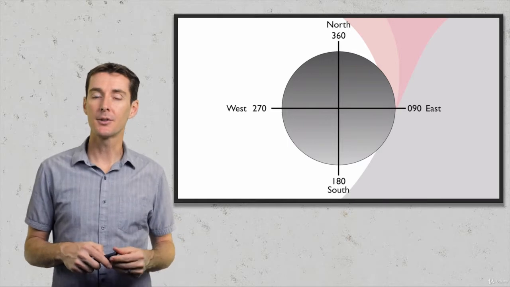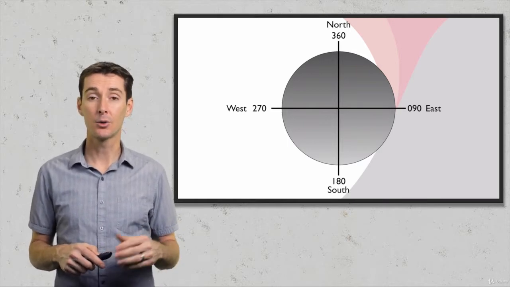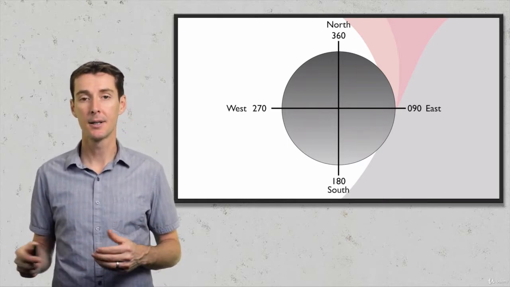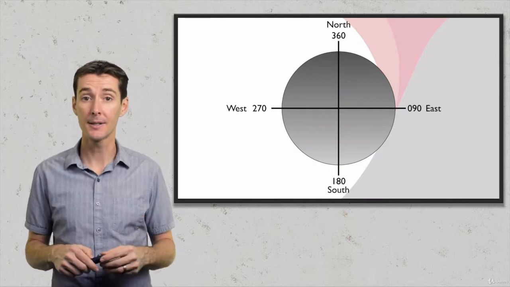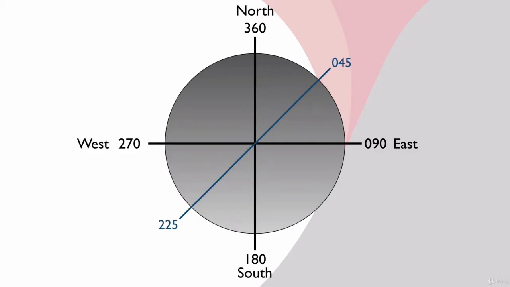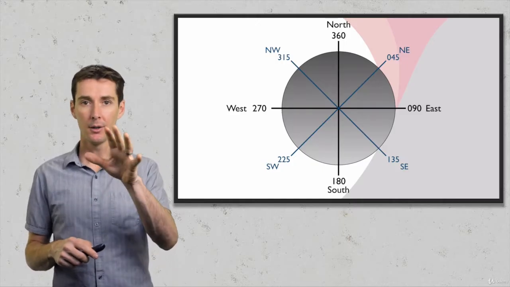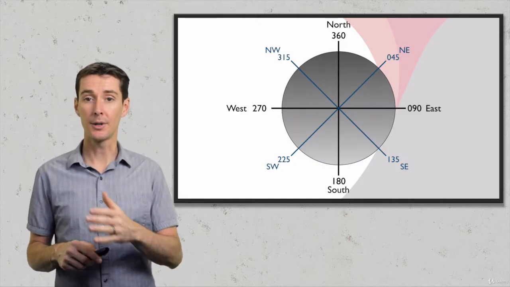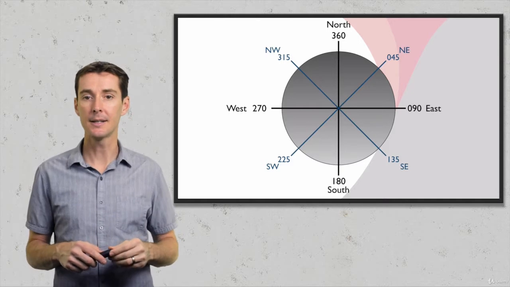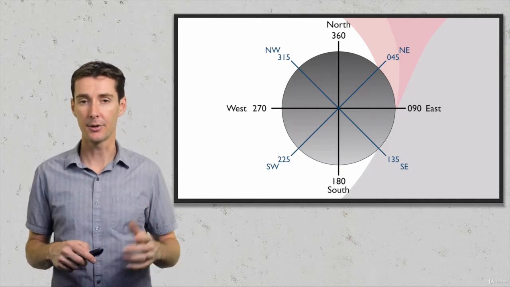Now, in some cases, you're going to hear people say northeast, north-northeast, southwest, east-southwest, and all of this. This is how it looks like. 045 and 225 are going to be the equivalent of northeast and southwest, southeast at 135, and then northwest at 315. So you can see here between north and east is northeast. South and east is going to be southeast, and so on and so forth.